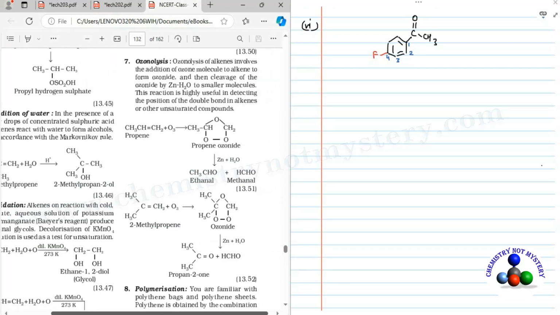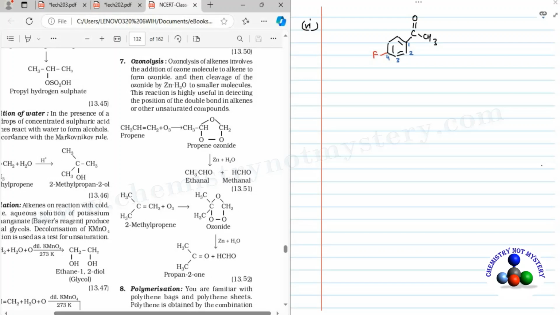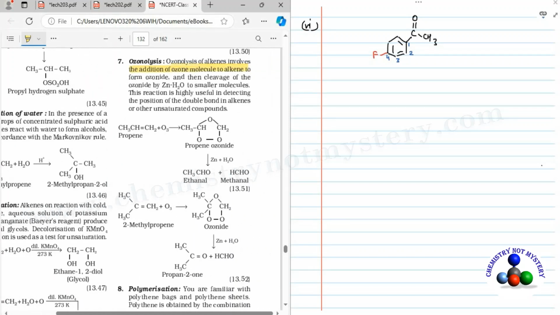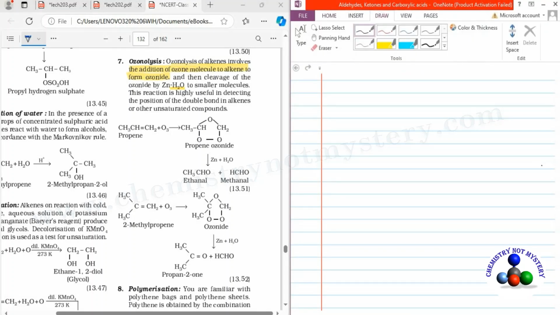Here ozonolysis is given in the hydrocarbon chapter. So let's read from the book. Ozonolysis of alkene involves the addition of ozone molecule to alkene and forms ozonoid. And then the cleavage of ozonoid by zinc and water to smaller molecules. This reaction is highly useful in detecting the position of double bond in alkene or other unsaturated compounds. Let's quickly revise the reactions.